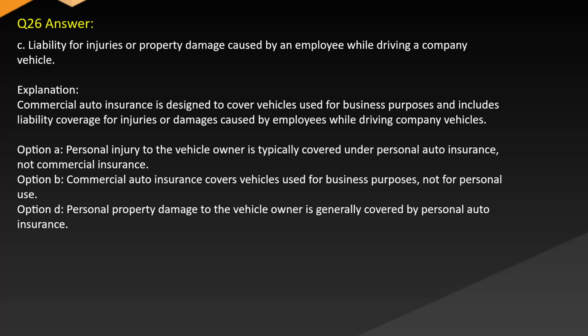Option A. Personal injury to the vehicle owner is typically covered under personal auto insurance, not commercial insurance. Option B. Commercial auto insurance covers vehicles used for business purposes, not for personal use. Option D. Personal property damage to the vehicle owner is generally covered by personal auto insurance.